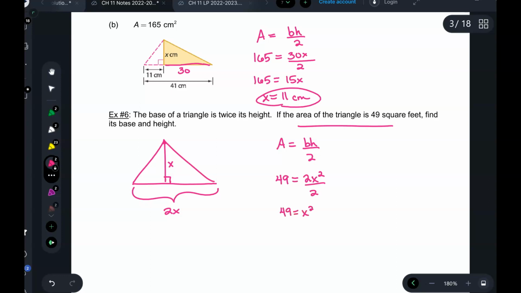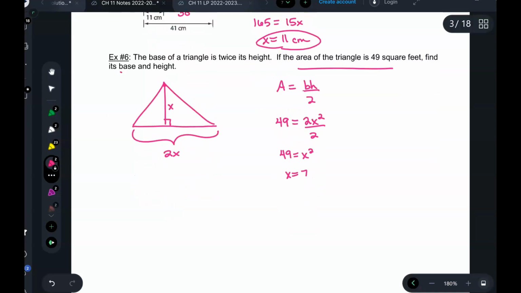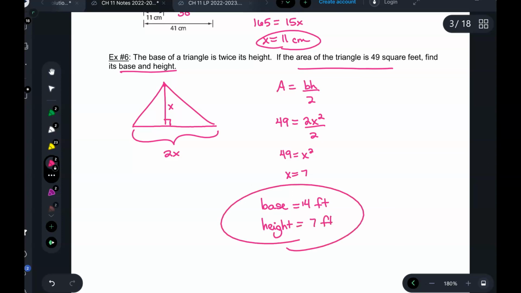Go, Warren. You're finally on my level. What's the base and what's the height? Base is 14, the height is 14. Oops, base is 14 feet. Oh, x is 7. Yes.